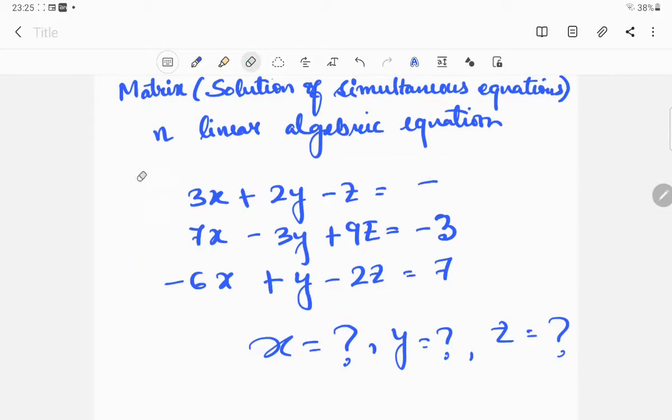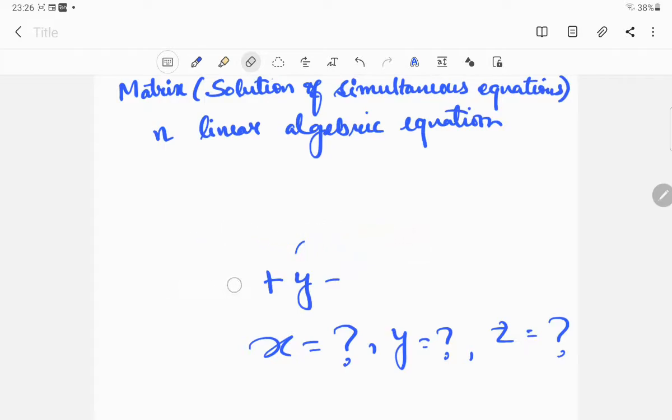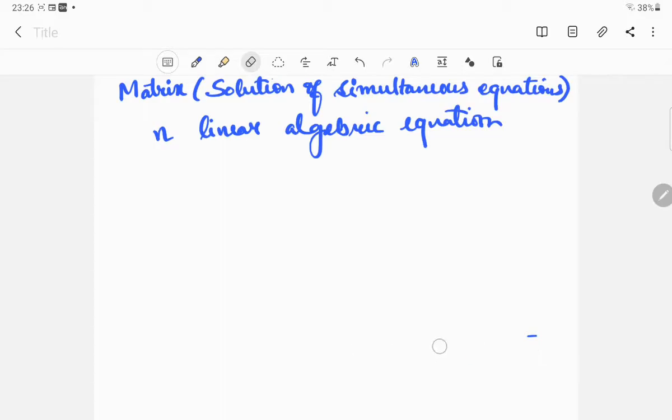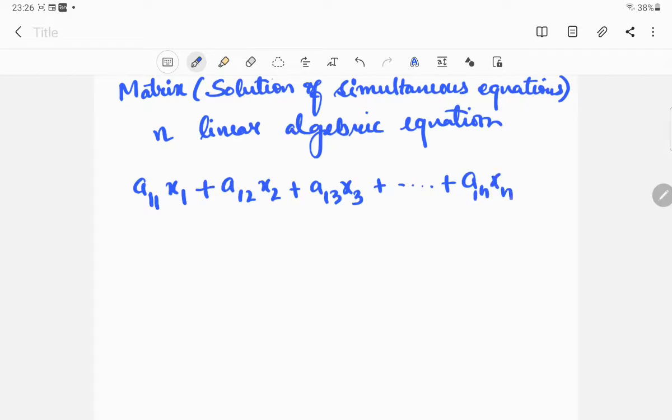Let us take some example. First of all we will make the theory a little bit clear, and then we will proceed to an example. In this method we must solve some numerical problems, then only you can understand it. Suppose that the equations are like this: a11 x1, a12 x2, a13 x3, and it goes on like that: a1n xn equal to b1.